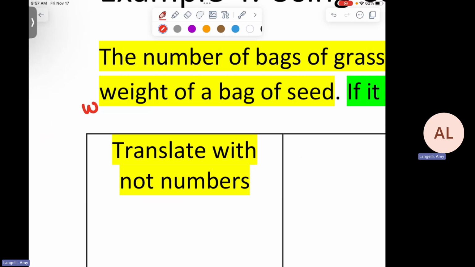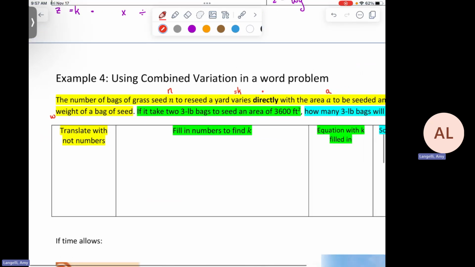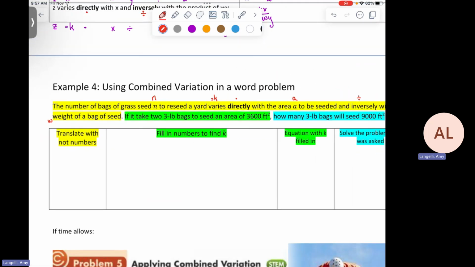I'm sorry I didn't have a variable for weight. I'm going to use W. Okay, so translate without any numbers. I'm just going to look at my little red things. So I see N equals K times A divided by W. So I try to color code. Yellow goes with yellow, green goes with green, and blue goes with blue.